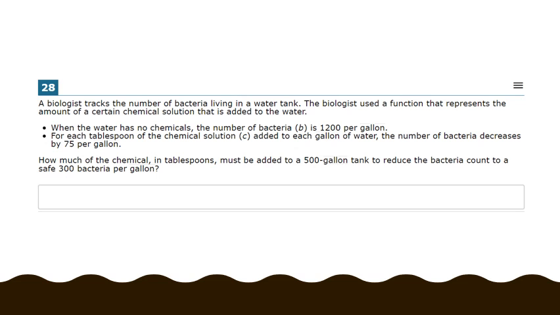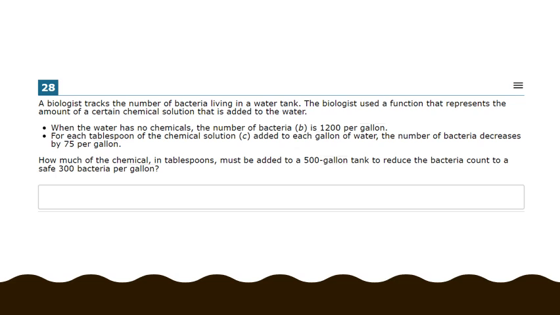All right, so number 28 requires us to take a couple of steps to make sure that we're understanding what the problem is asking us to do. It states that a biologist tracks the number of bacteria living in a water tank. The biologist found a function that represents the amount of a certain chemical solution that you're adding to the water. It gives us two facts. When the water has no chemicals, meaning we haven't added anything to it, the number of bacteria is 1,200 per gallon. For each tablespoon of the chemical that we add, so C, to each gallon of water, the number of bacteria decreases by 75 per gallon.